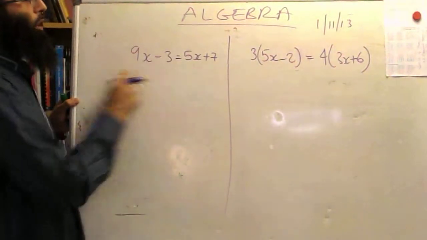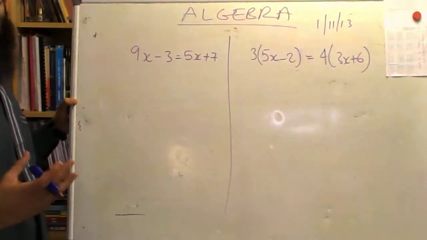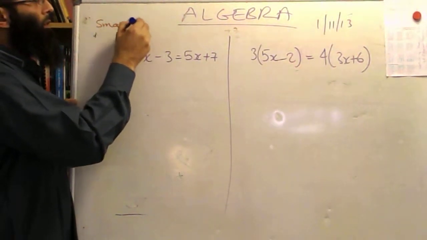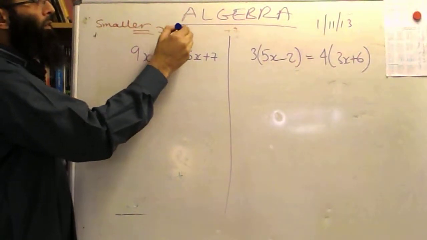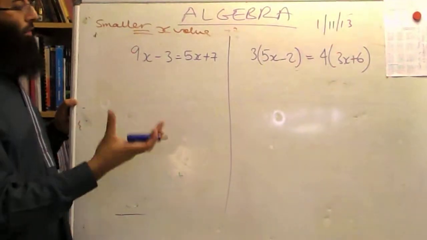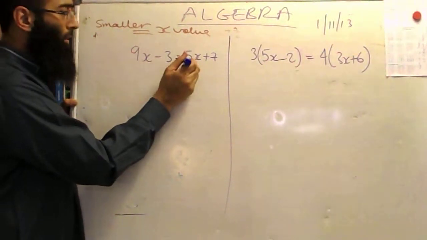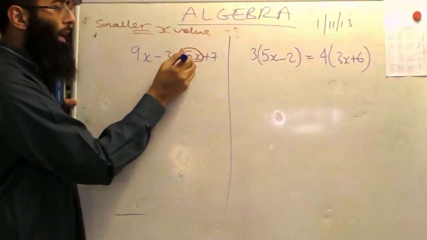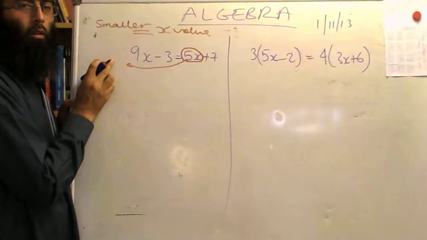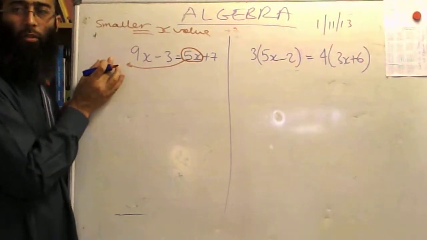Zishan, when we do a double-sided equation, where do we start first? When we start a double-sided equation, we must always start with the smaller x value. We've got 9x is big, 5x is small. So we start with the smaller x value, and where do we move it? Towards the larger one. We move it towards the larger x value.